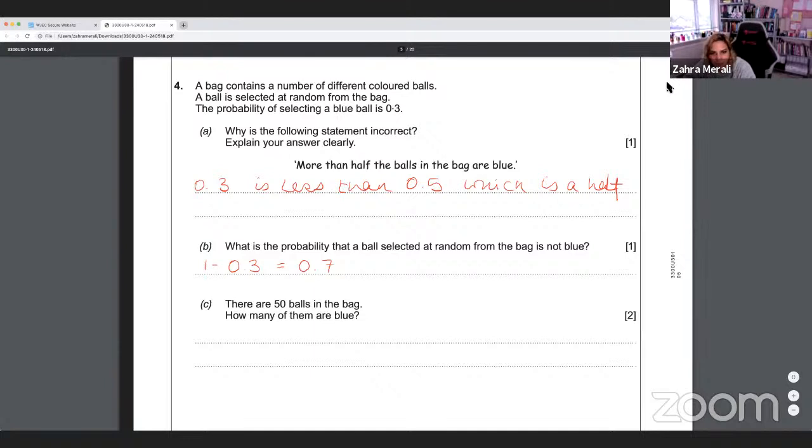There are 50 balls in the bag. How many of them, "of" is your like magic word here, which means times, are blue? So we've got 50 times 0.3, which is 50 times 3 over 10. We can cancel the 10 and the 50, and we get 5 times 3, and we're going to get 15. So 15 of them are blue.